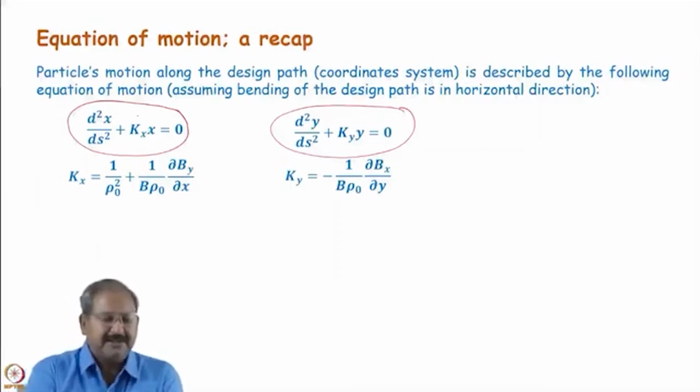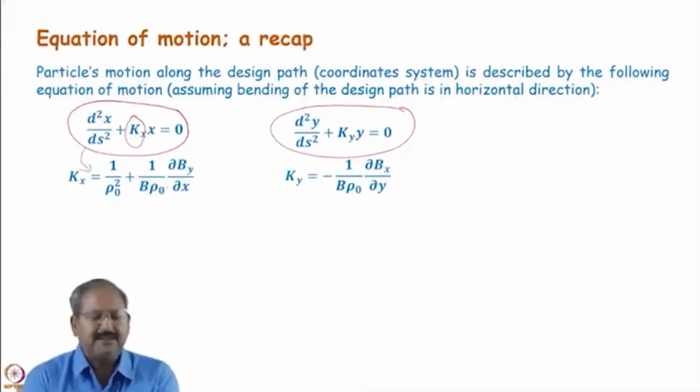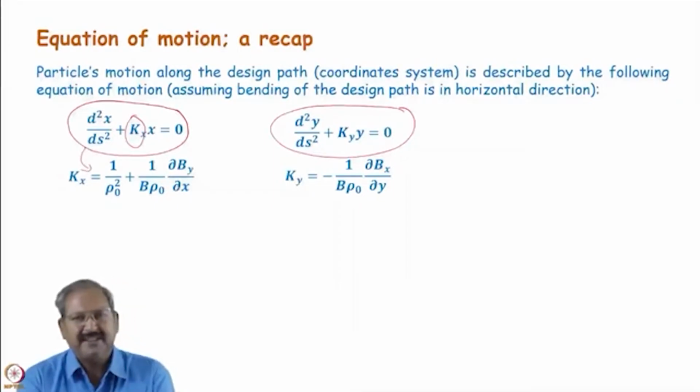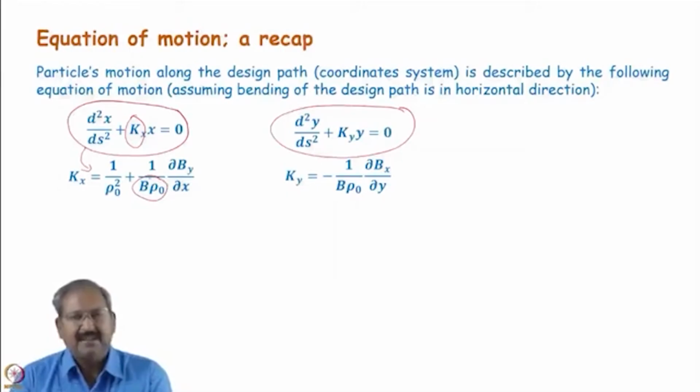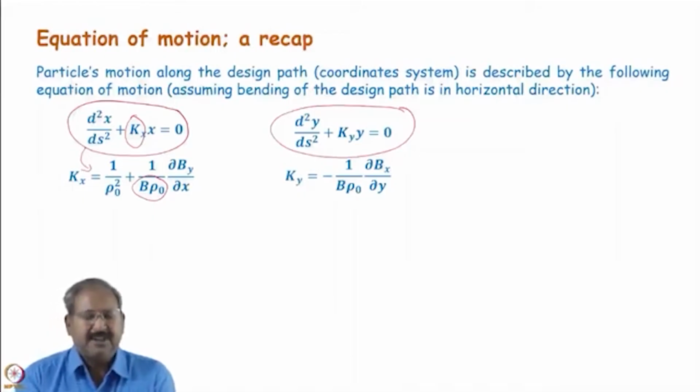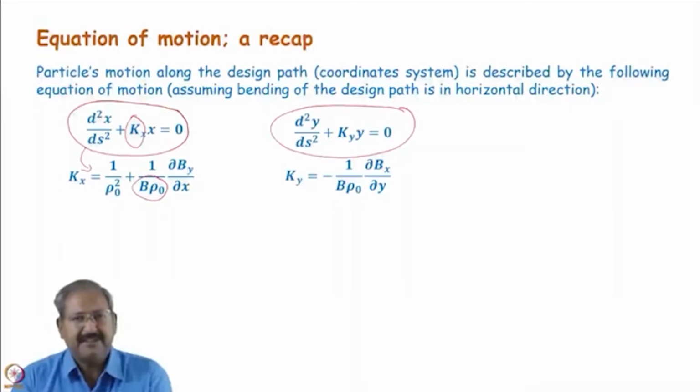Here in this equation, Kx is basically 1 by rho square plus the gradient of the magnetic field normalized by the magnetic rigidity. Normalization by magnetic rigidity actually makes our calculation energy independent. So everywhere in accelerator physics you will see that formulations have been normalized by the magnetic rigidity.